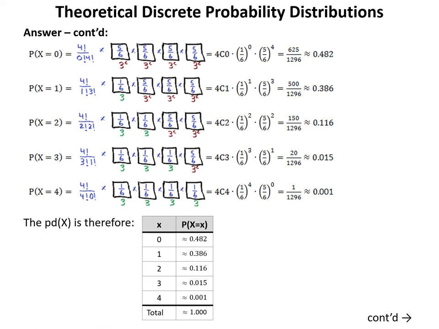We end up with a denominator of 1,296, and we have these different numbers in the numerator, and we get the following probabilities, which in this case have all been rounded to 3 decimal places. And we build the PDX from that, and then we can see that when we add up the probabilities, they add up to 1.